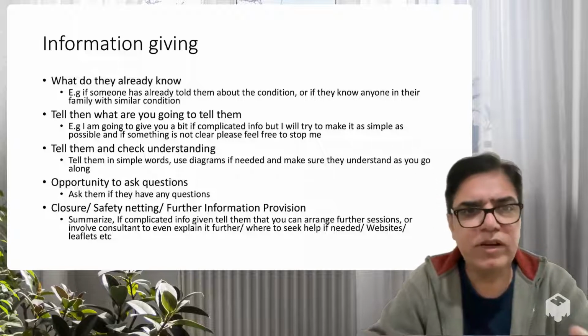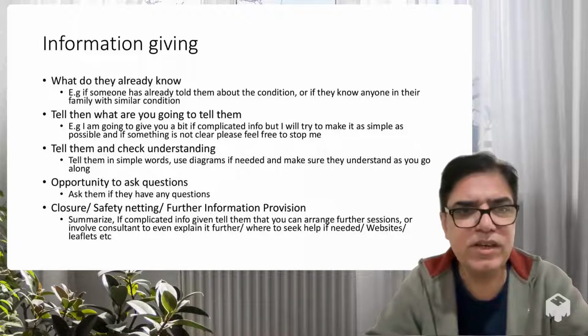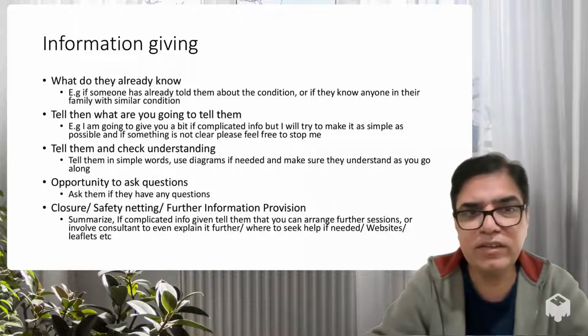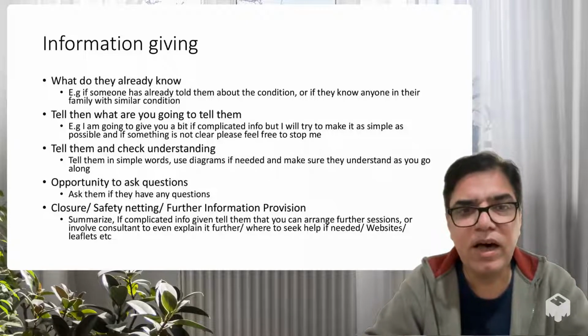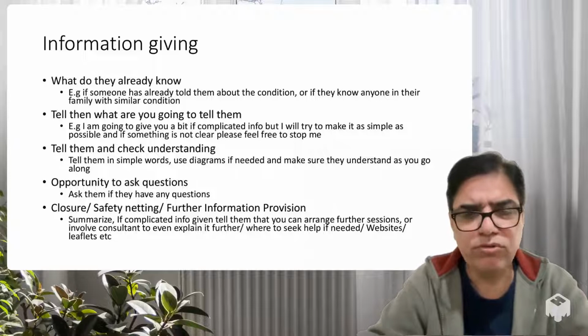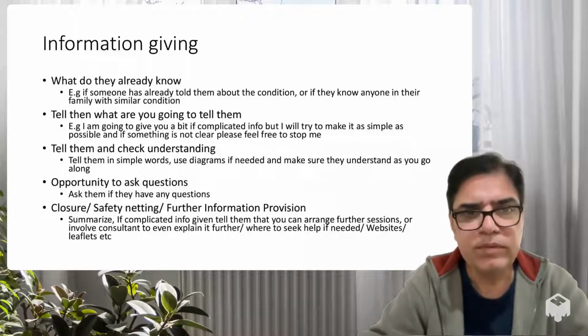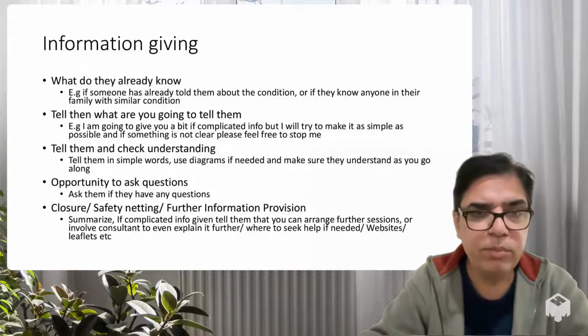Then you tell them about the condition, for example, your child is suffering from this condition. We did this test and it is showing, unfortunately, that he's suffering from this condition. And if needed, you can use diagrams to explain that. As you go along, you try to make sure that they understand and they are with you. Then at the end, you give them an opportunity to ask questions.